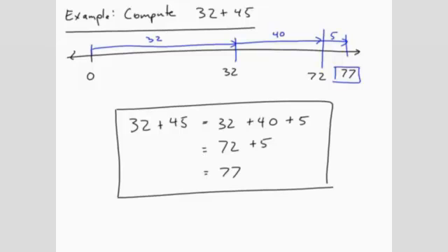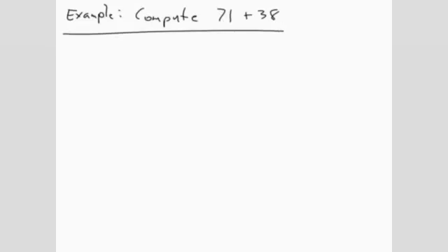But in algebra, we almost never add in columns. So it is important that we start to transition away from that form of presentation and move towards the left to right presentation that we will be using in algebra. Example, compute 71 plus 38. We will do this calculation without the number line this time.